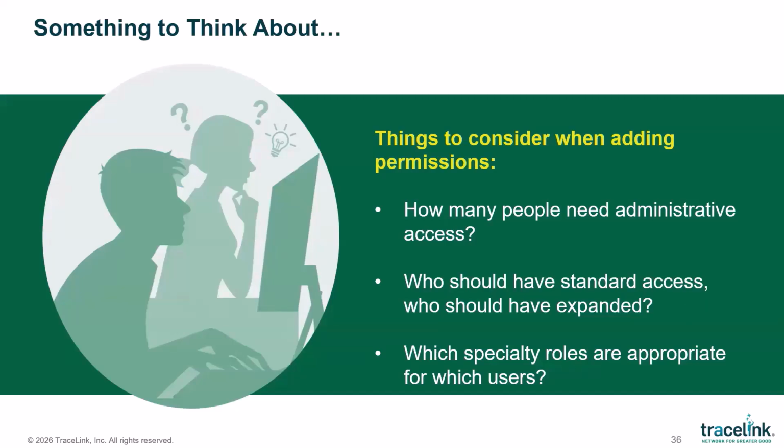Here's something to think about. When you're setting up permissions, it's important to pause and think carefully before assigning roles. First, ask yourself, how many people really need administrative access? Administrative rights allow users to control system settings and permissions, so they should only be given to a limited number of trusted users. Next, you should consider who needs standard access and who needs expanded access. Standard access is usually enough for users who only need to perform their daily operational tasks. Expanded access should be only given to users who need broader capabilities such as creating, viewing, and managing transactions across the network.